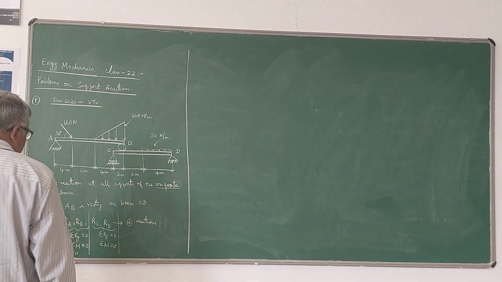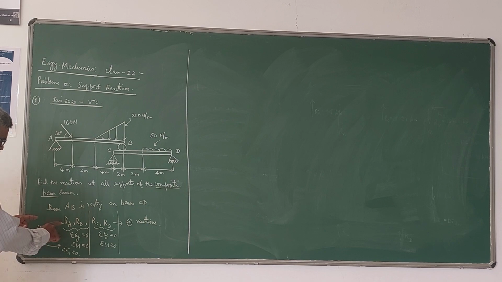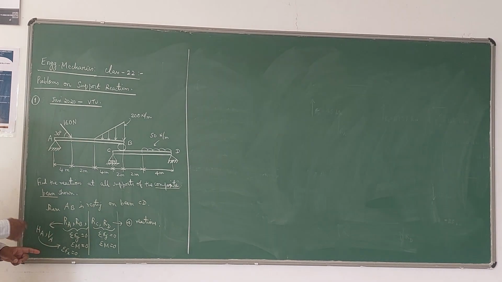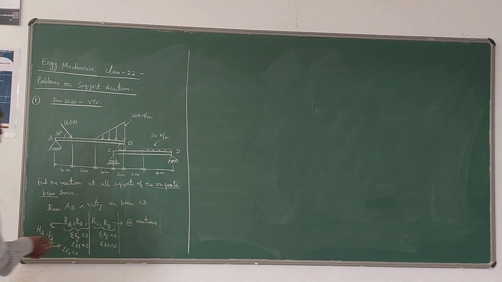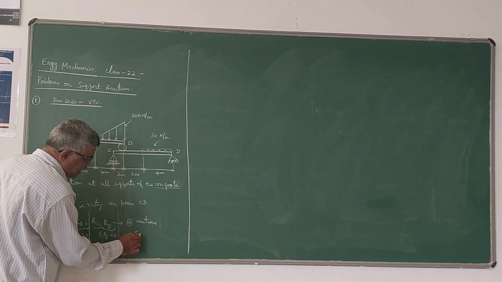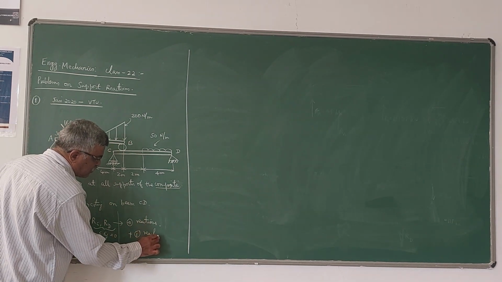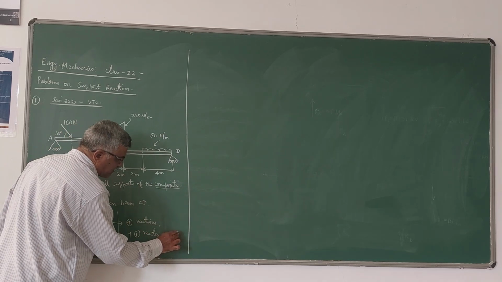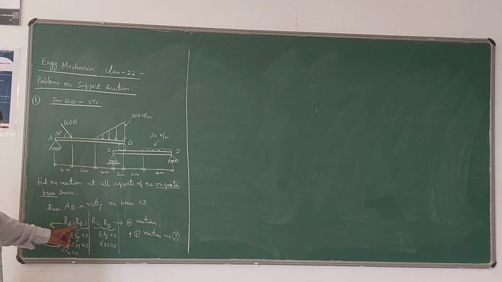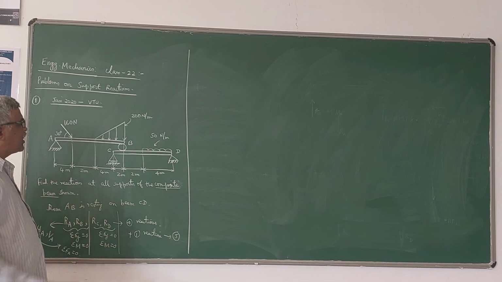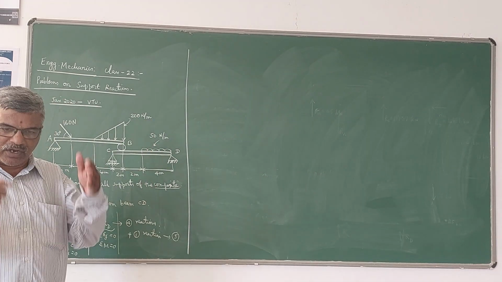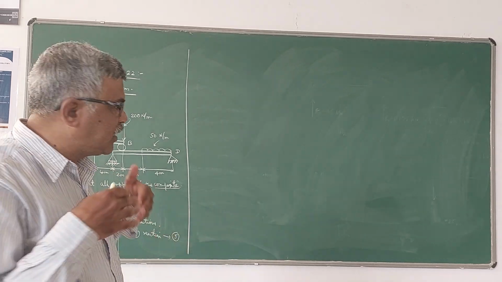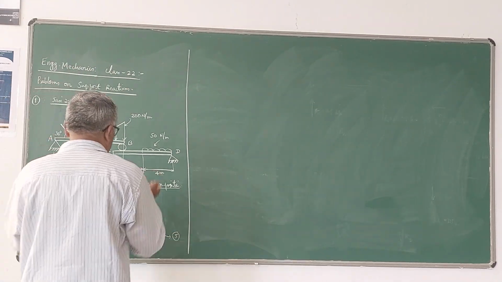Now that means totally you can have 5 reactions. Of course RA is a combined reaction of HA and VA, so to find RA we need HA and VA. Therefore finally we can say that you have 5 reactions in total: HA, VA, RB, RC and RD. On beam CD, you have only vertical load. If there are only vertical loads, only vertical reactions will develop.